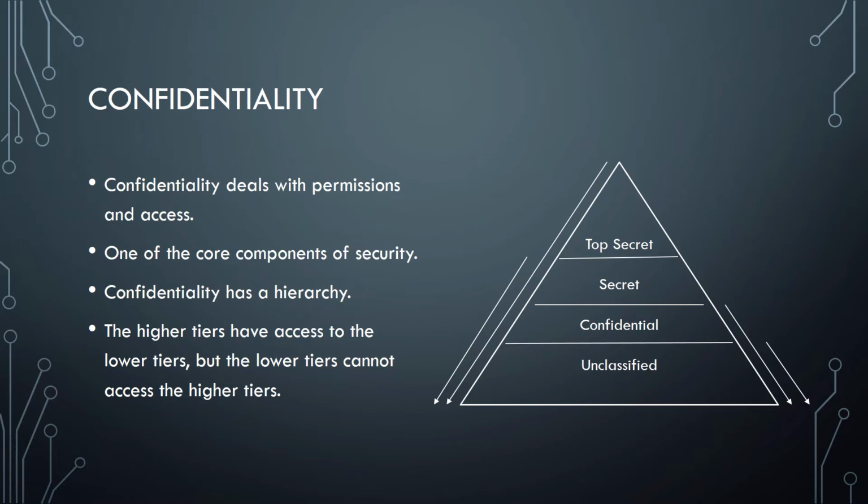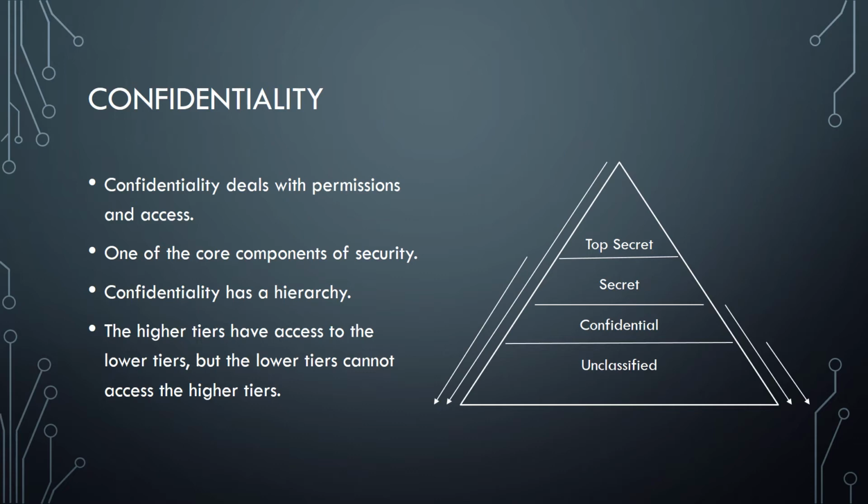Suppose there was a secretary named Janice, and she had confidential clearance. In this case, Janice could see the confidential documents, but she'd also have access to the unclassified documents. On the other hand, we might have someone like Bob. He has only unclassified clearance. This is because you can slide down the pyramid but not climb up it. In other words, higher tiers can have access to lower tiers, but lower tiers cannot access higher tiers.